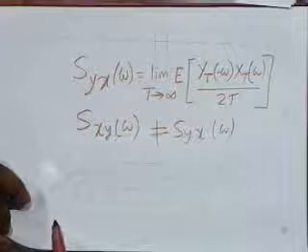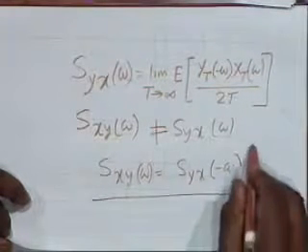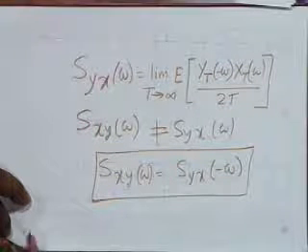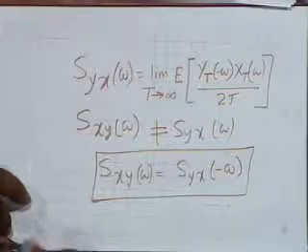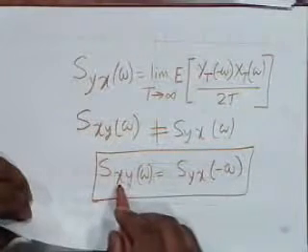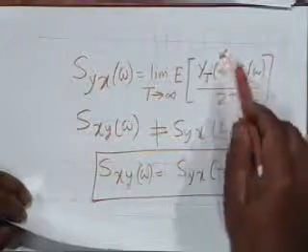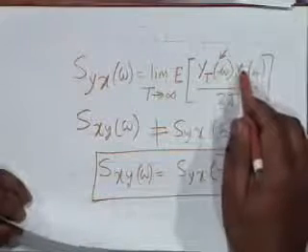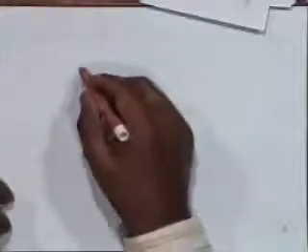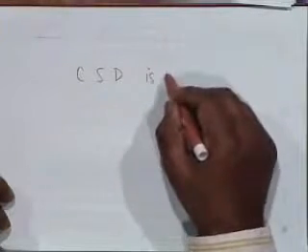Not only that, they are mirror reflections: S xy of omega is equal to S yx of minus omega. That is correct. The random processes, small y and small x, are real. But the spectral densities, the cross spectral densities, are not necessarily real. Why not? Because this is a complex conjugate of something else, so the product is not necessarily real. In other words, cross spectral density CSD is not necessarily real.